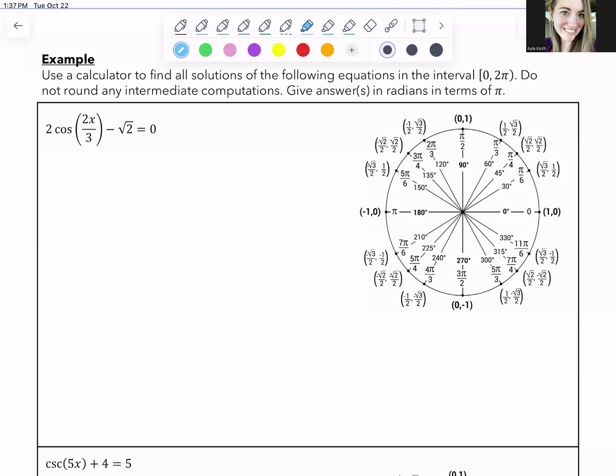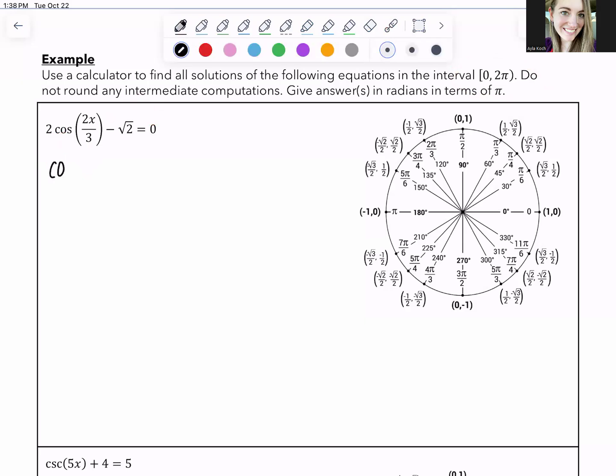So we see with this, we're solving a problem from 0 to 2 pi, and we have not just a regular angle in there, it's 2/3 the angle. We solve it like it was an all solution problem. I am going to add the square root 2 over. I'm going to divide both sides by 2.